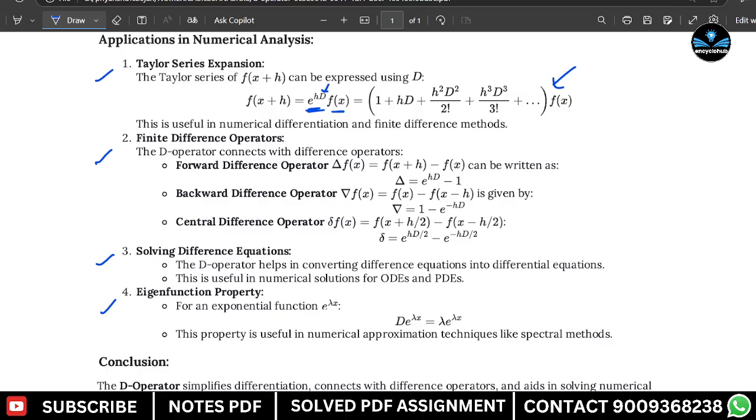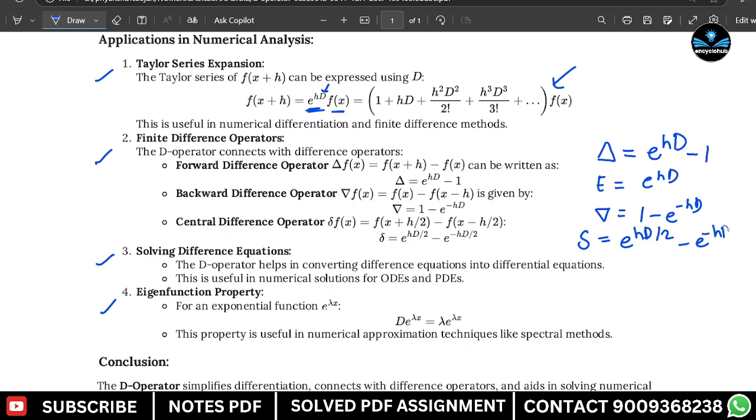The second one is the finite difference operator. In the finite difference operator, we get the values of e to the power hD minus 1, or we can say E is equal to e to the power hD. The backward difference is 1 minus e to the power minus hD, and the central difference delta is equal to e to the power hD upon 2 minus e to the power minus hD upon 2.